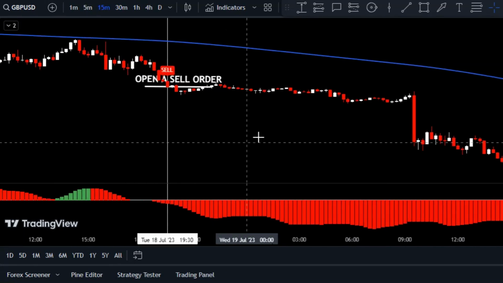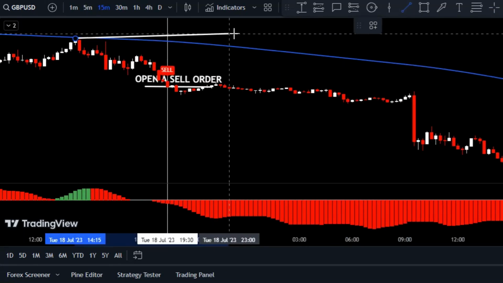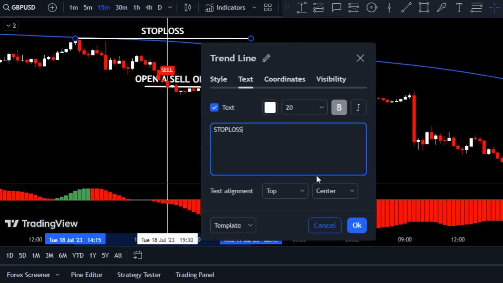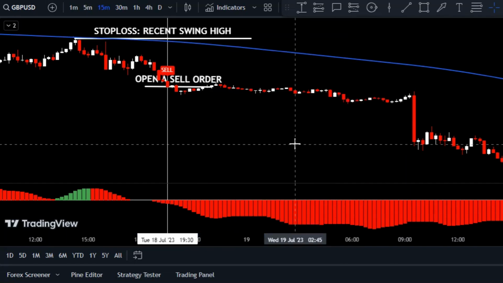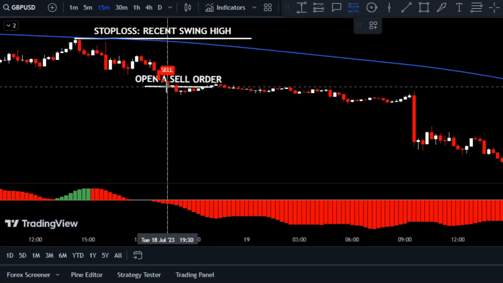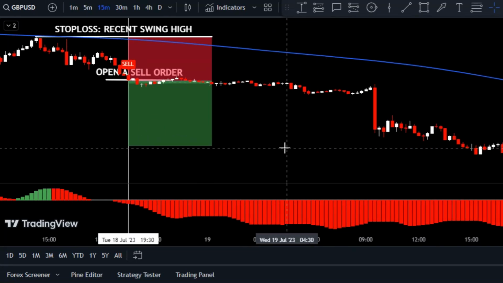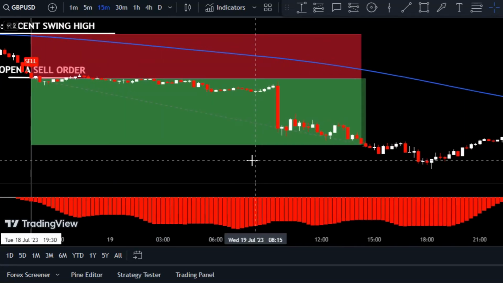For managing your capital, it's crucial to set a stop loss for the trade. A sensible choice is to place it just above the recent swing high. In the next step, consider a risk-reward ratio of 1 to 1.5 for exiting the trade and profit.